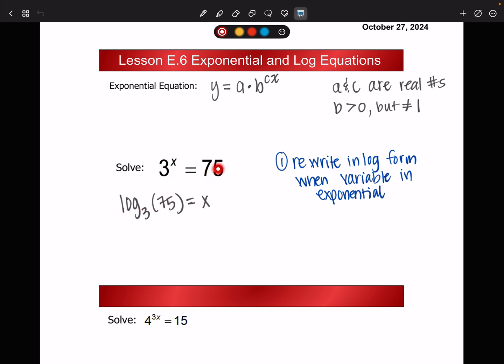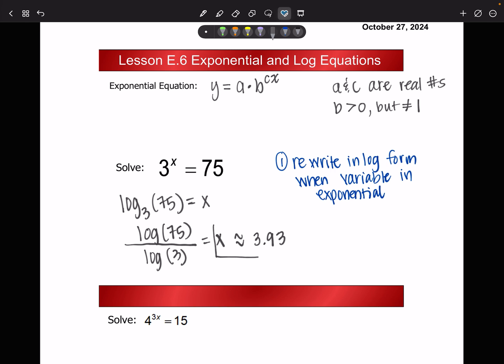So you've got a base, you've got an argument. You'll be able to get some number here by using your calculator and the change of base formula. We can use log base 10 or we can use natural log. If you like log base 10, we'll do log base 10 of 75 divided by log base 10 of 3. That's equal to x. We put that into our calculator: log of 75 divided by log of 3. And to the nearest tenth, you should get about 3.93.